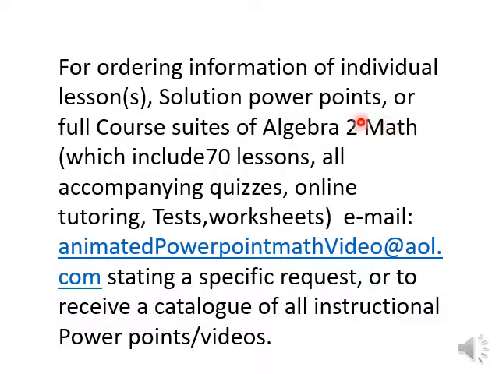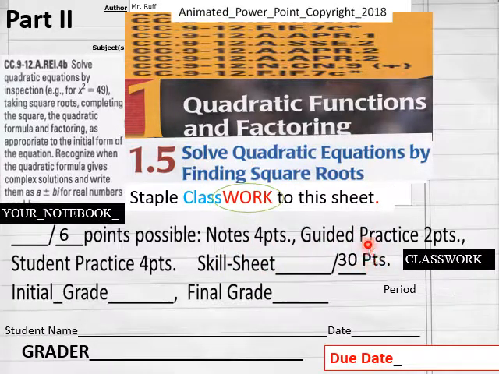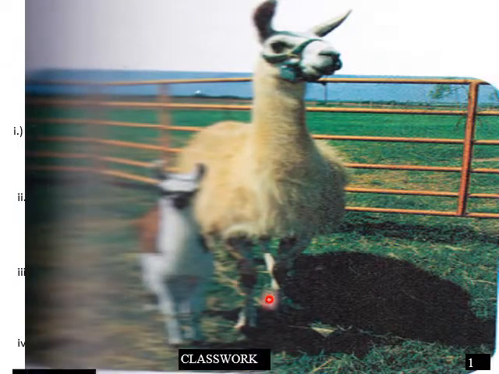Hello everybody, get ready to do 1.5 of part 2 of Algebra 2 Math today. In today's lesson we have a 30-point skill sheet for classwork today, and we have 6 points of note-taking today. Here is your standard here, and we're going to solve quadratic equations by finding square roots.